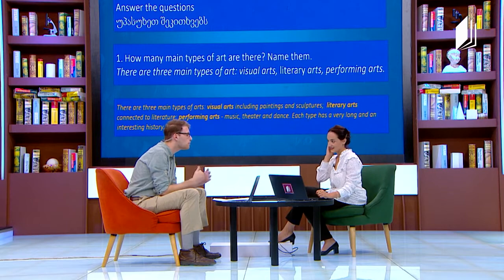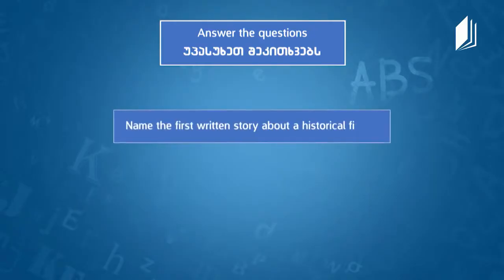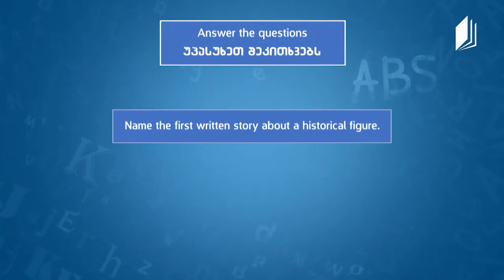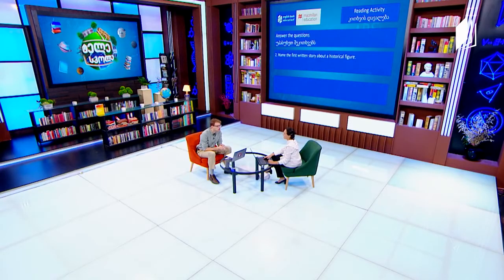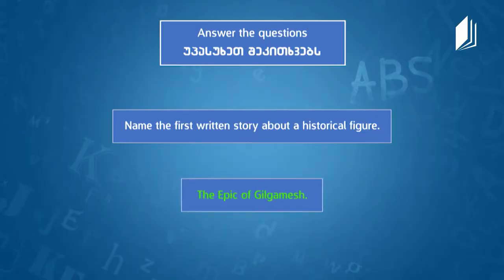And what about number 2? Name the first written story about a historical figure. And let's wait for the answer. Yes, this is the Epic of Gilgamesh, right? Oh, exactly right. Great job.